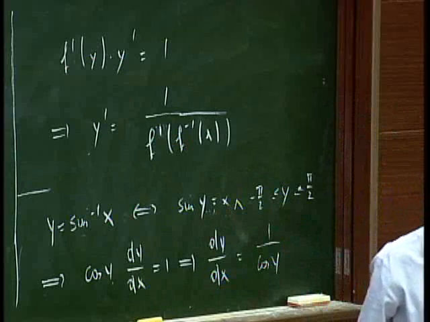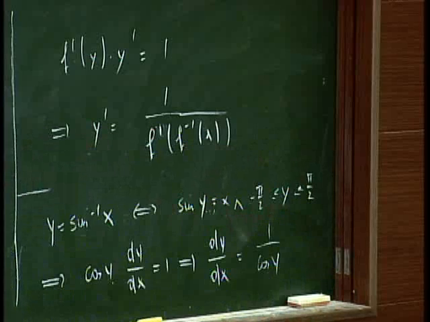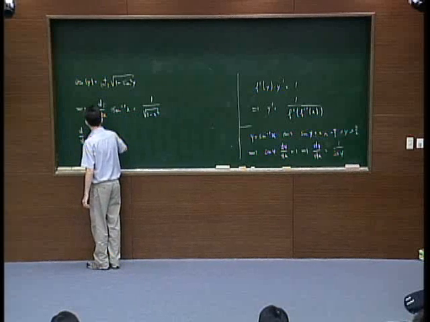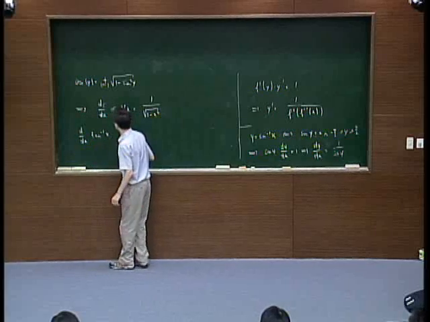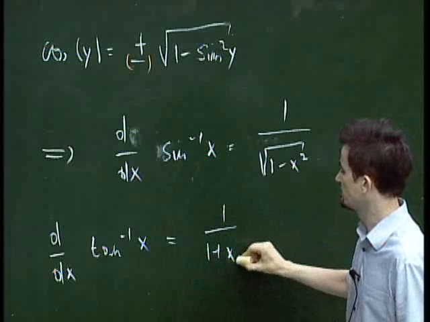Okay, here we do not have horizontal tangents. So this is the derivative, and similarly, you can find that the derivative of the inverse tangent function is, and this is actually important, 1 over 1 plus x squared.